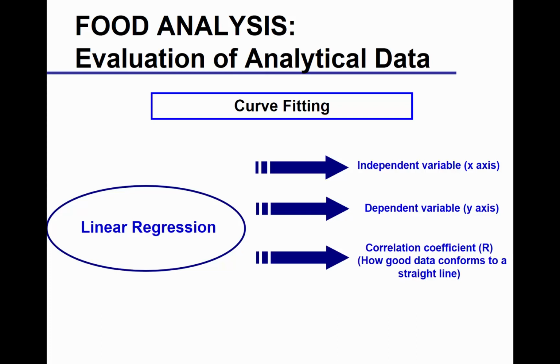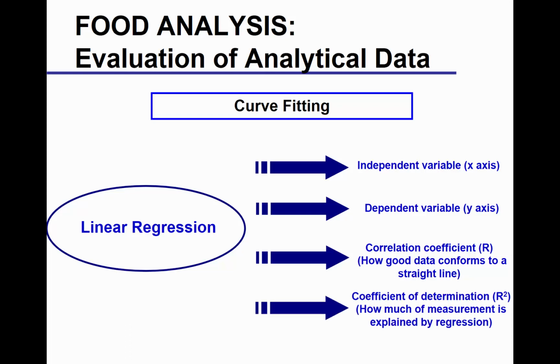And then you get the coefficient of correlation, which is how well your data fits a straight line. And then the R squared, which is the coefficient of determination, how much the measurement is explained by the regression equation. You will always get a regression equation that we'll use to calculate the concentration of the unknown. The closer R squared is to 1, the more accurate your results will be, closer to the true value.